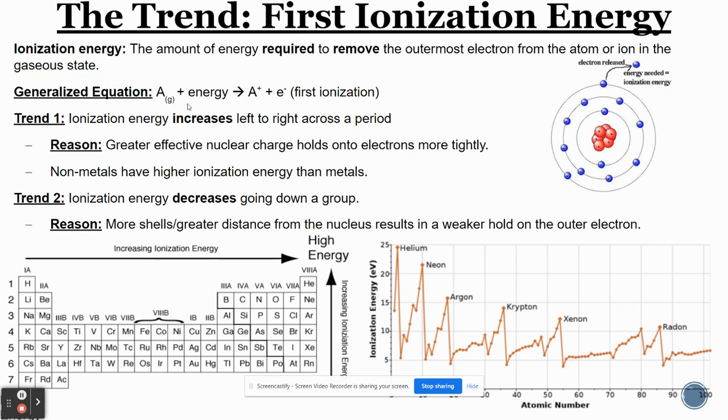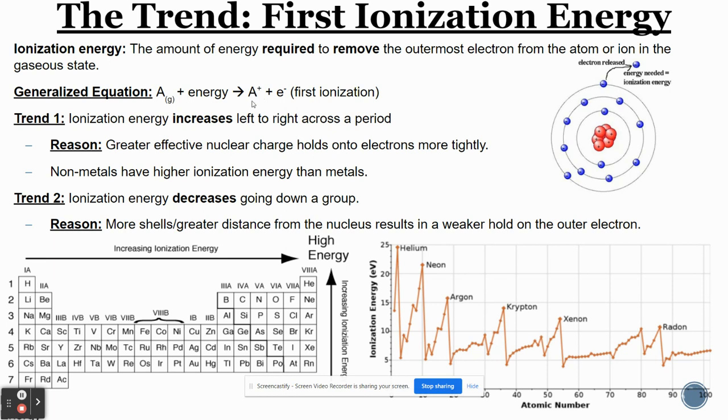So here we have our generalized equation for the ionization energy. You'll notice here we have the atom. So this A means just some sort of atom, plus energy, so the ionization energy, and an arrow. When we put the energy in, it's going to remove the electron and then result in an atom with a +1 charge. So the first electron you remove adds +1 charge.